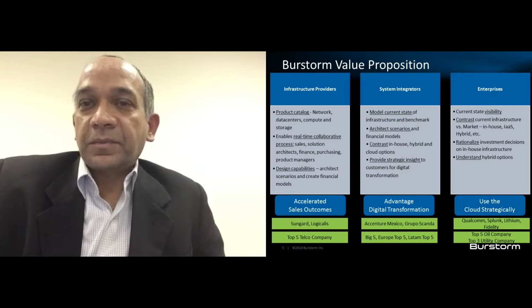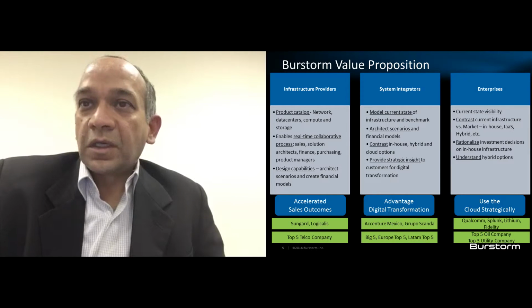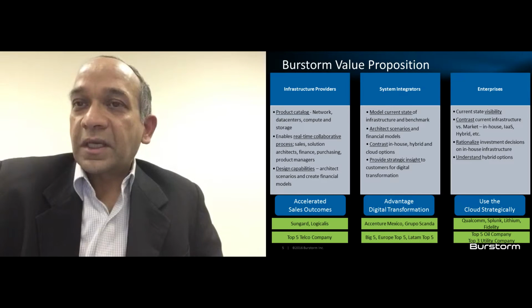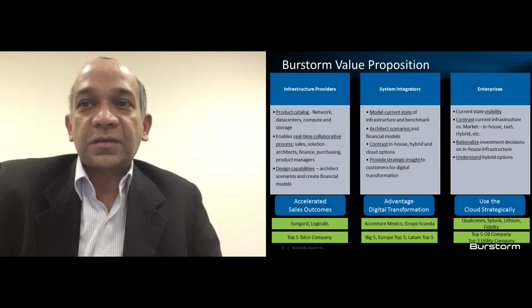That then sets up the immediate potential for real-time collaborative solutioning: sales, finance, purchasing, and the ability of product managers to configure the right products for their customers. It allows design capabilities to architect new scenarios and create financial models. For the system integrators, they can model current state of an infrastructure for an enterprise and benchmark against external potential solutions. They can architect scenarios and look at financial models. They can contrast in-house, hybrid, and cloud options, and thereby provide strategic insight to their customers for digital transformation.